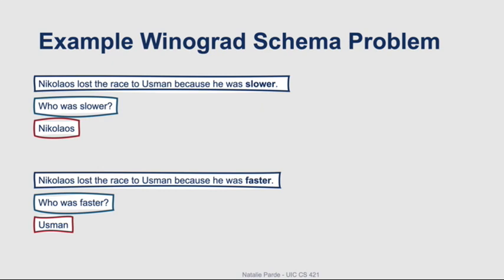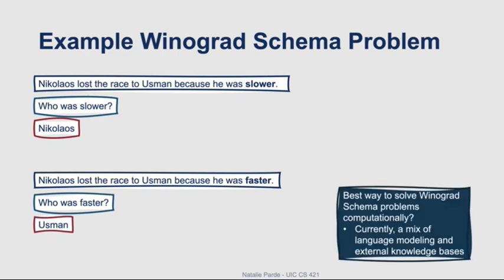Now, we pair that sentence with a slightly different sentence. Nicolas lost the race to Usman because he was faster. We have the same two entities as before and the same pronoun. We've just replaced the word slower with faster. However, in doing that, we as humans now associate the pronoun he with a different entity, and we do that because our common sense tells us that faster people win races. We can demonstrate that by asking the slightly updated question, who is faster? And this time our answer is Usman.